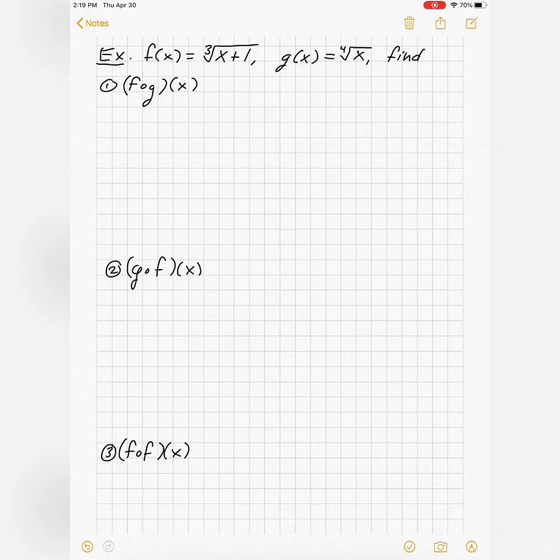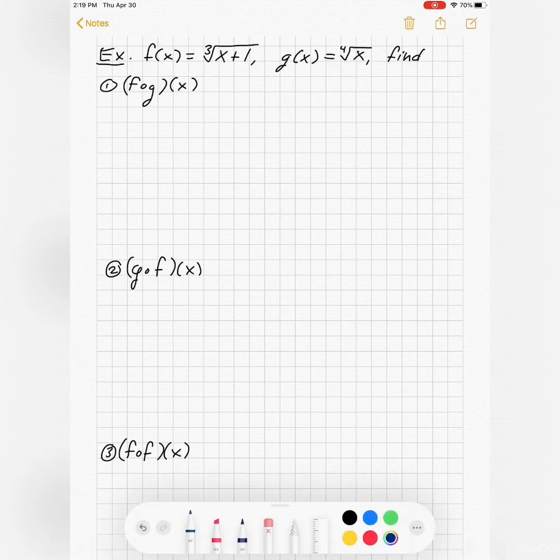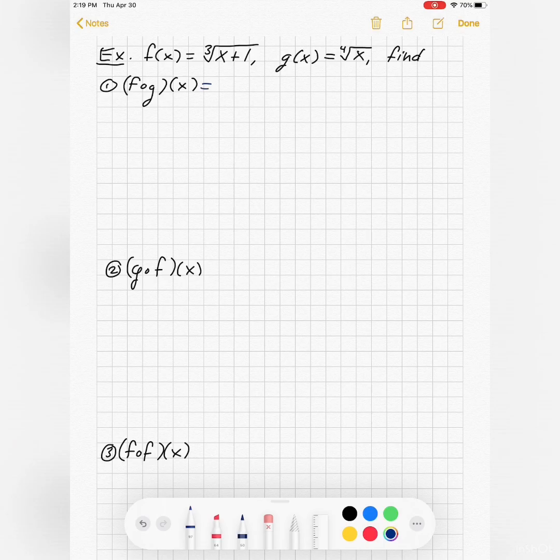So here's another set of functions. We're going to do the same thing, finding those compositions. Here I actually have root functions, a cube root and a 4th root. Let me go ahead and try f of g. So I'm taking this 4th root and substituting it in. I guess I would have the cube root of the 4th root of x plus 1.